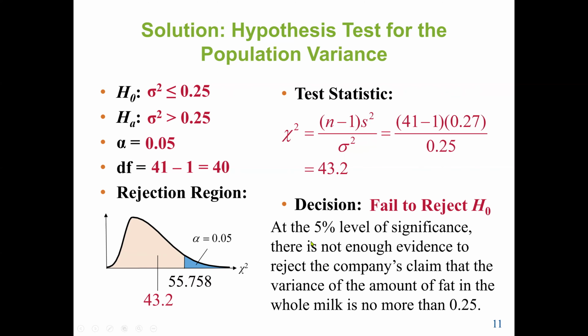So we say at the 5% level of significance, there is not enough evidence to reject the company's claim that the variance of the amount of fat in the whole milk is no more than 0.25.